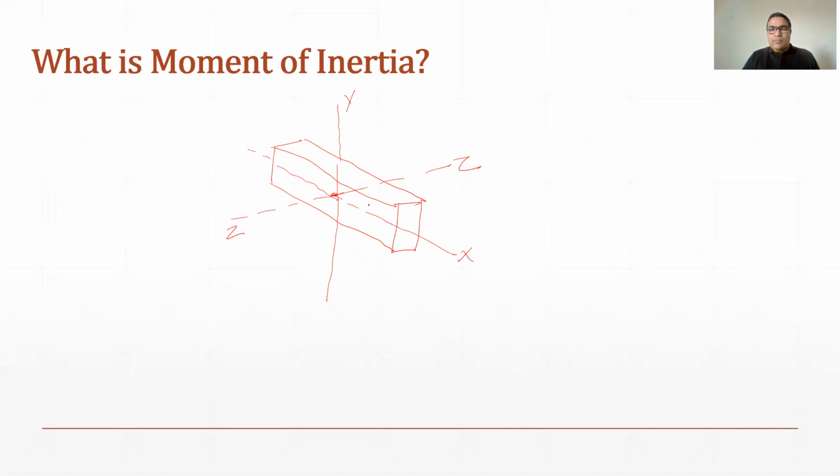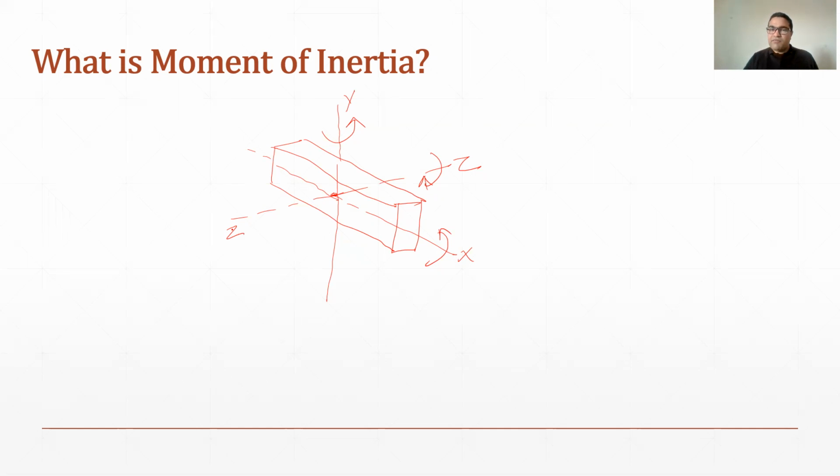Now, if I want to rotate this body about any of the axes, say for example, if I want to rotate this beam about x-axis, how much effort will be required for me? Or if I want to rotate this body about z-axis, will there be a difference in the effort? Or if I have to rotate this body about y-axis, will there be any difference between the effort of rotating this body about different axes? So this effort is basically the moment of inertia.